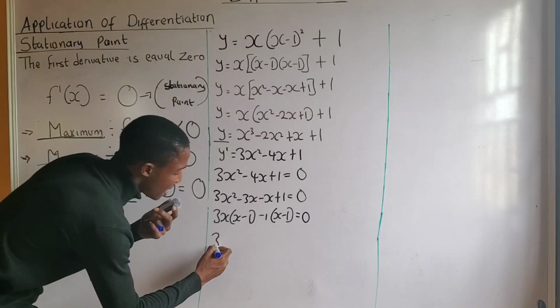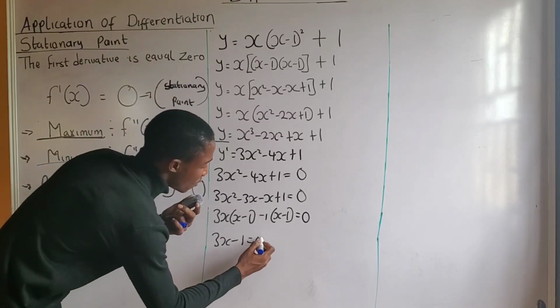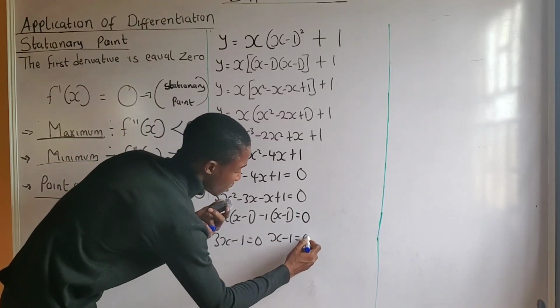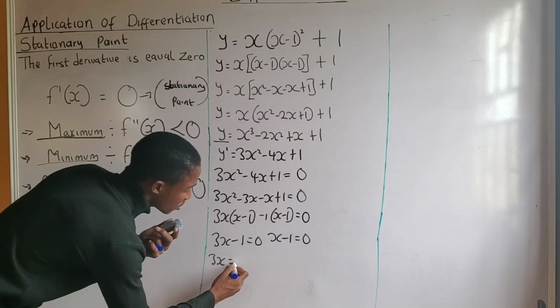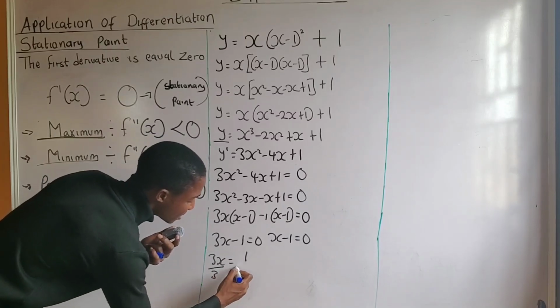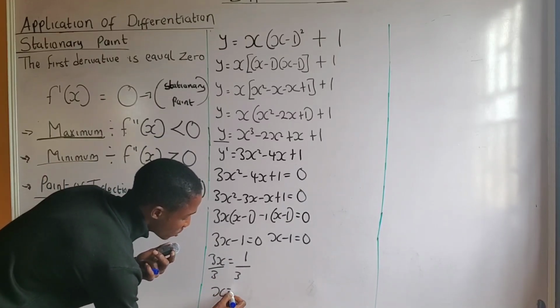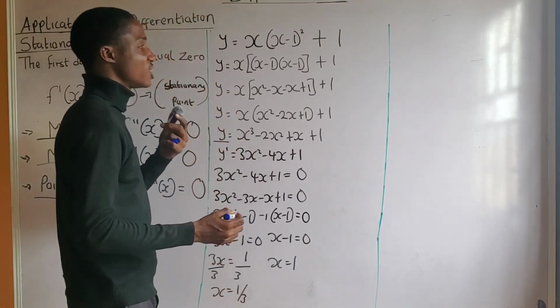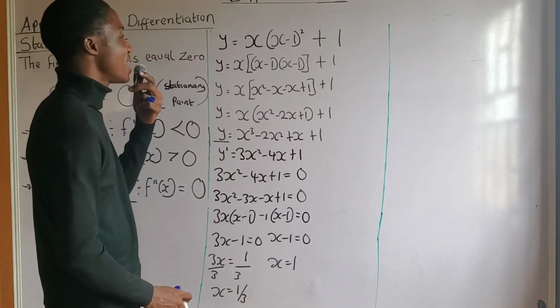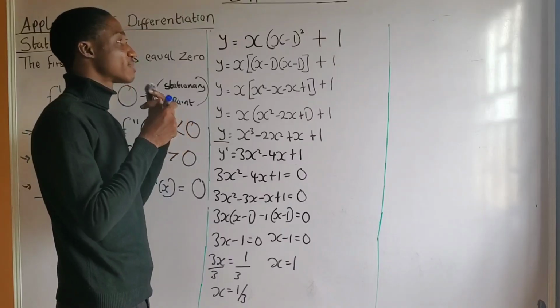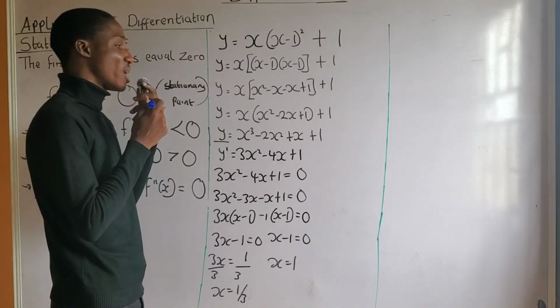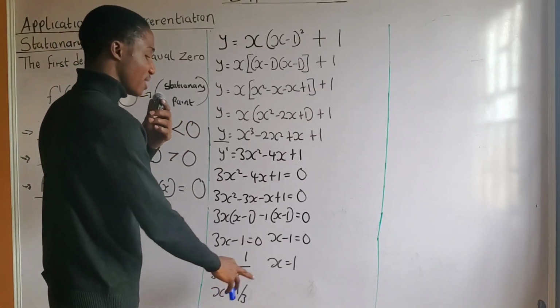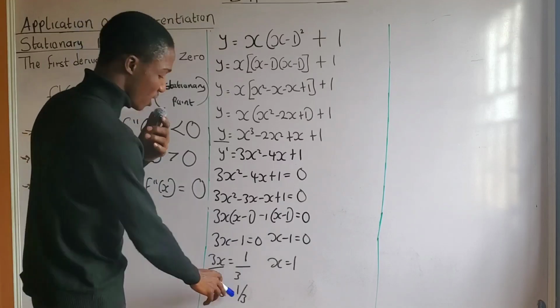So I'm going to have 3x minus 1 equals 0, or x minus 1 equals 0. 3x equals 1. To get the value of x, divide by 3. x equals 1 over 3. For the other factor, I'm going to have x equals 1. So the stationary points of the function y equals x multiplied by x minus 1 to the power of 2 plus 1 are x equals 1 over 3 or 1.